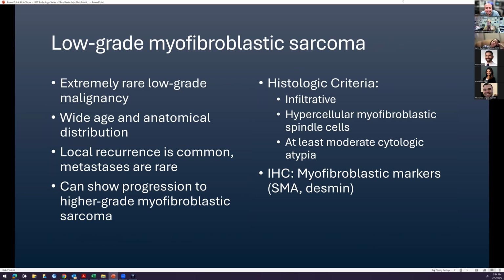It's the same idea as adult fibrosarcoma, in that we think that, okay, if it looks myofibroblastic and it looks enough of a sarcoma, then we can call it a low-grade myofibroblastic sarcoma, right? But the histologic criteria are pretty vague, I would say. It generally needs to be infiltrative. There needs to be at least some moderate to marked cytologic atypia, right? You have to have something. And then it has to stain in some way for myofibroblastic markers, okay?